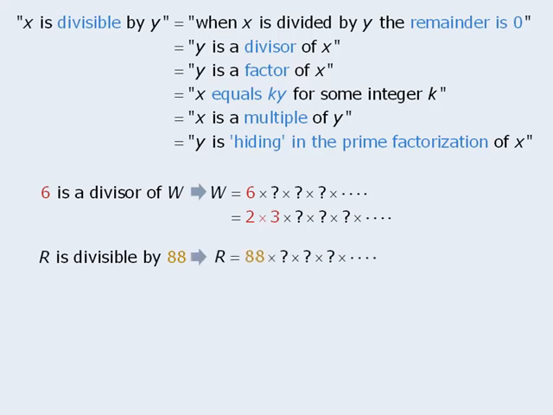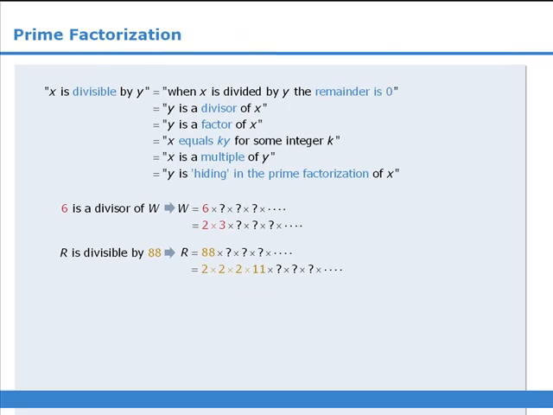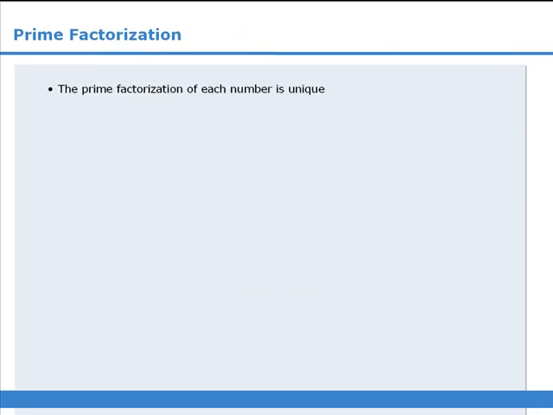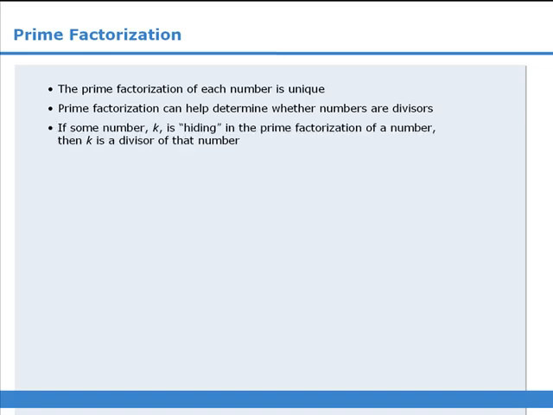an 88 hiding somewhere within the prime factorization of r. Of course, that 88 will be hiding in the form 2 times 2 times 2 times 11, since this is the prime factorization of 88. So, to summarize, the prime factorization of each number is unique. The prime factorization of a number can help us determine its divisors, and if some number k is hiding in the prime factorization of a number, then k must be a divisor of that number.